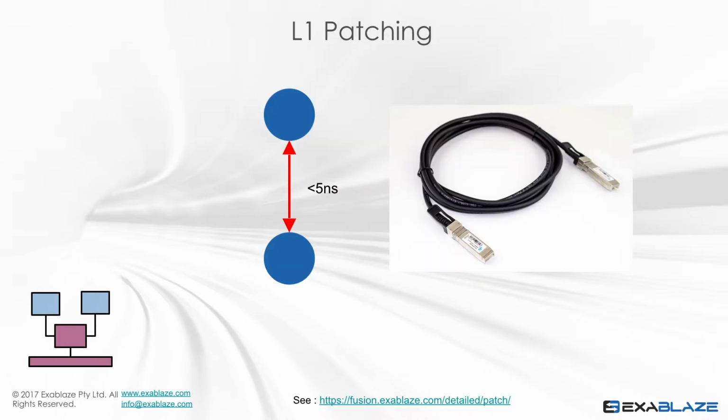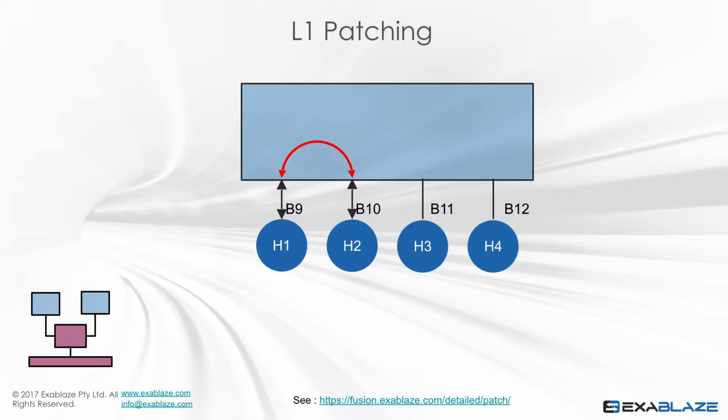The simplest operation to perform on an ExaLINK Fusion is to create a layer 1 patch. This is an electrical layer connection that connects 2 ports to each other directly. In some ways, it's similar to using a direct attach cable as shown in the diagram. You can see from the architectural diagram on the bottom left-hand corner that we're using only the line card bays and the layer 1 module.